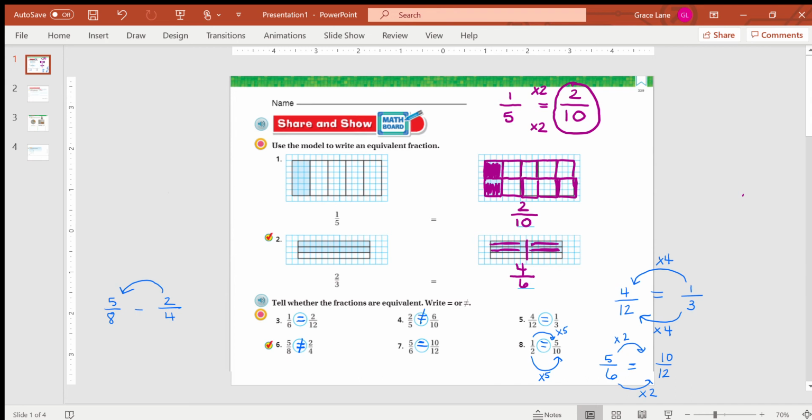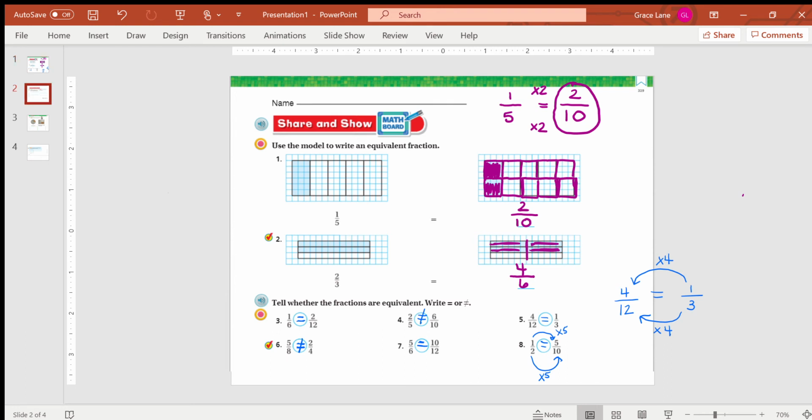Okay, so again, if you know your math facts, this should be a breeze for you because the patterns are easy to spot. If you don't, that's why you guys are doing extra math this week. Yay!